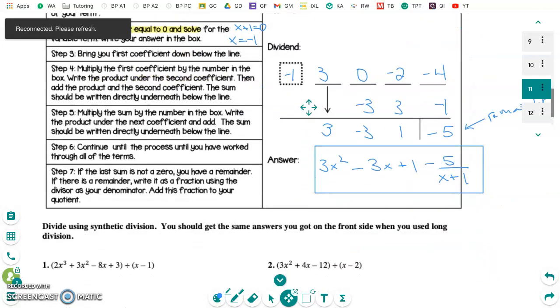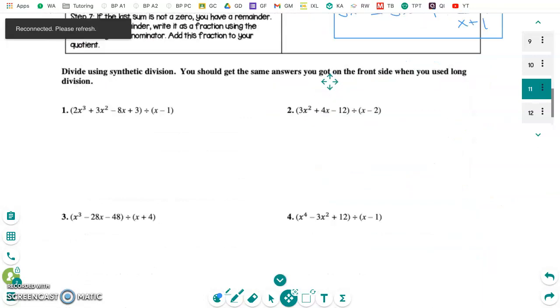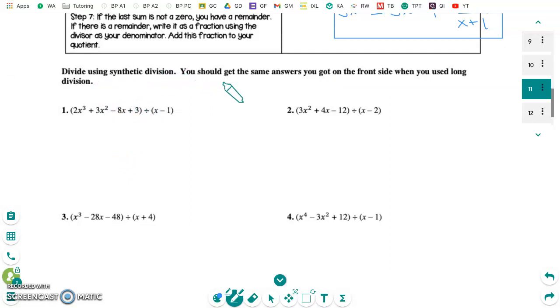Okay, so let's have a look here. If you look here, it's the same 4 problems that are on the front. Now I want you to divide using synthetic division. You should get the same answers you got on the front side when you used long division. Let's actually do one together. What would our new divisor be here, please? Let's see, here we go. Sophia.